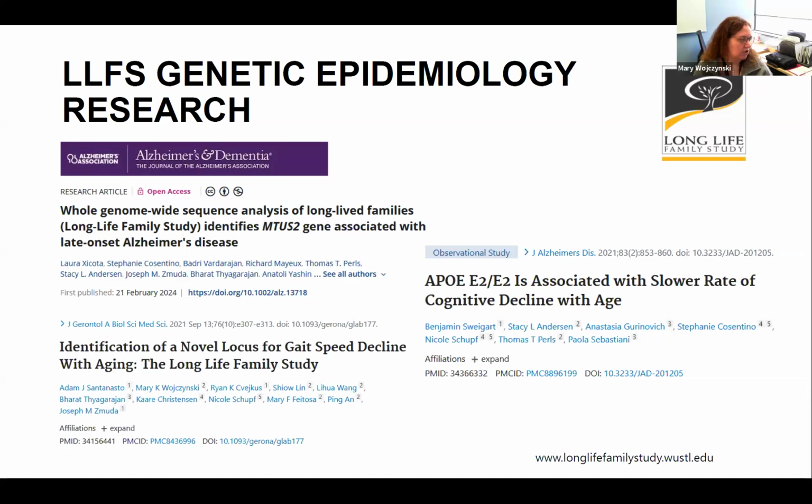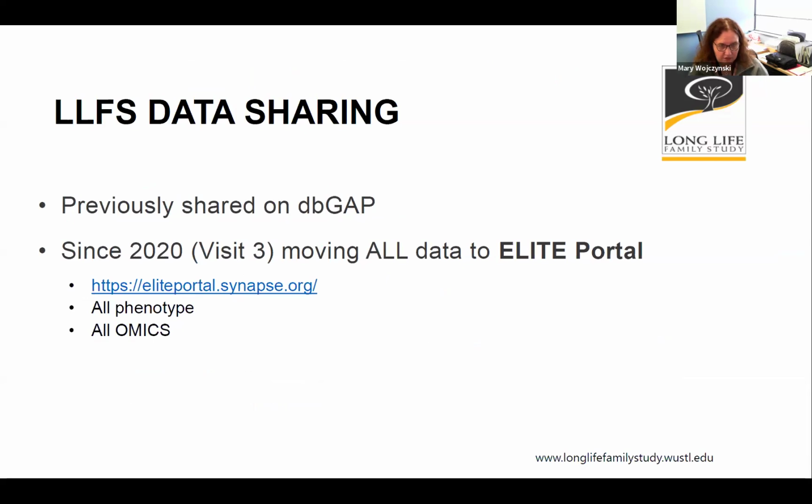We have many more publications, but I just wanted to give people an idea of what we have used the data for thus far. Next slide, please. In terms of the data, visit 1 was previously shared via dbGaP, all the phenotypic data. And since visit 2 or visit 3 in 2020, we have been moving all data to the ELITE portal, which is run by Sage Bionetworks. And this includes all the phenotype data, all the omic data, all the pedigree data, everything except the CMS data.